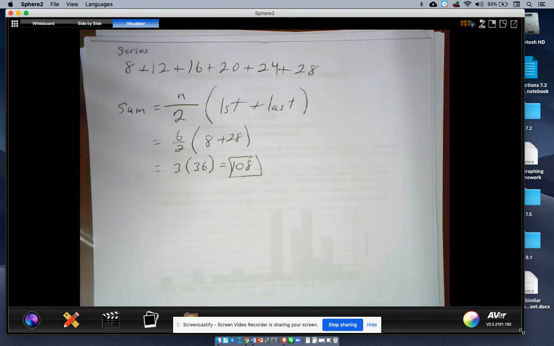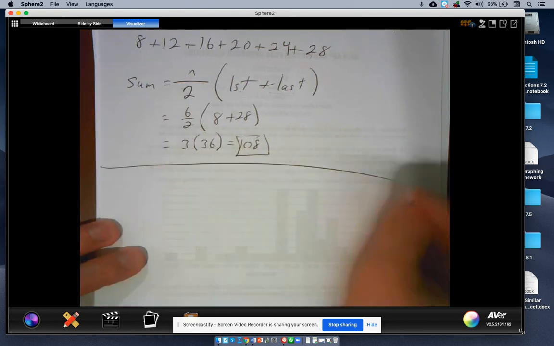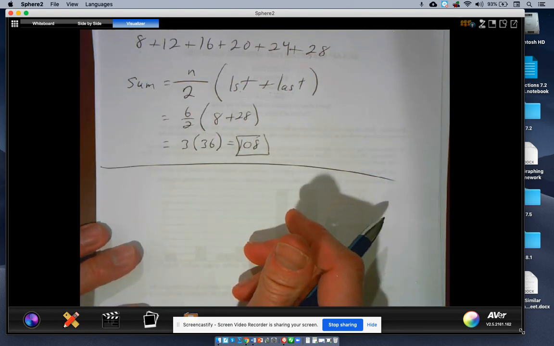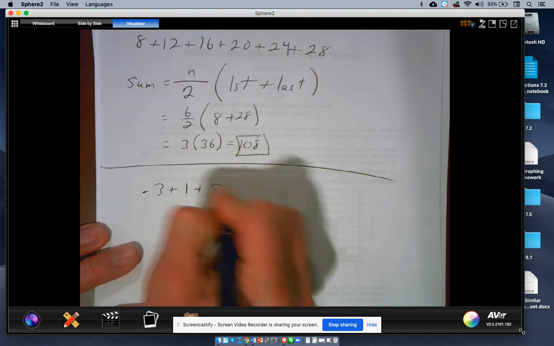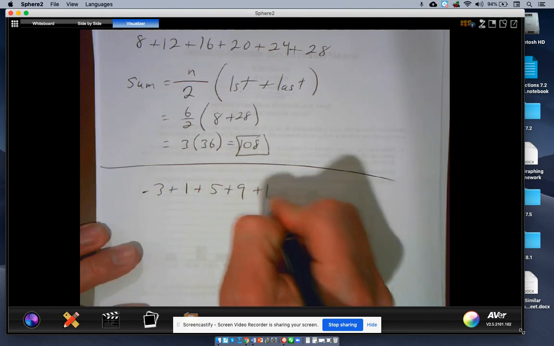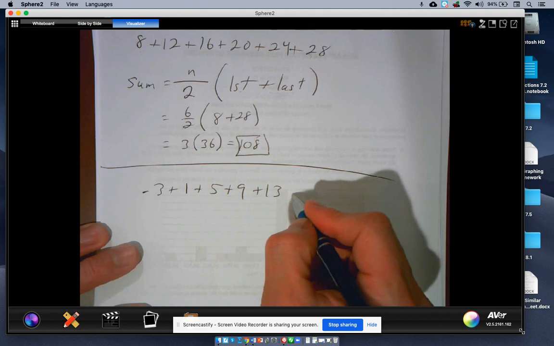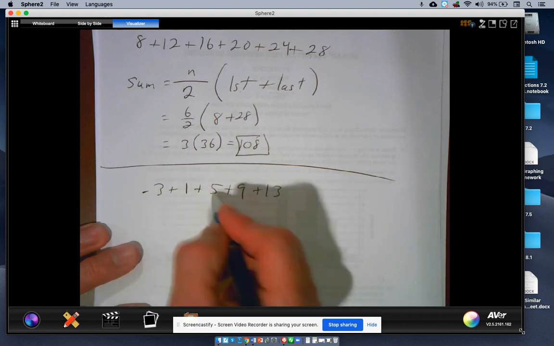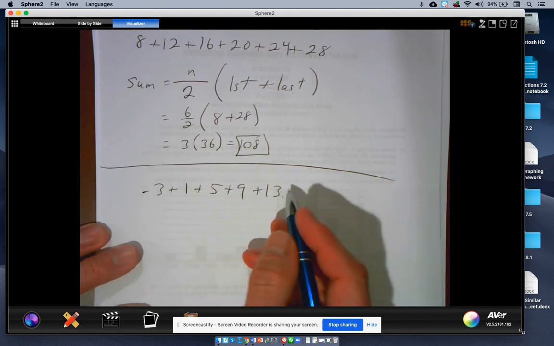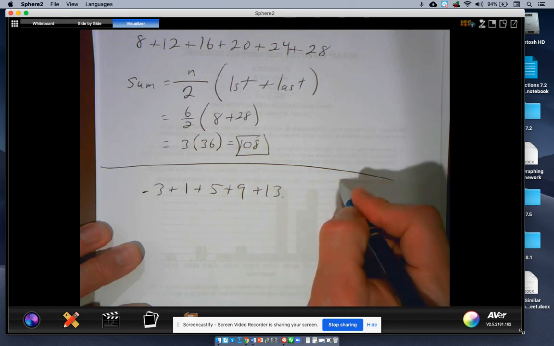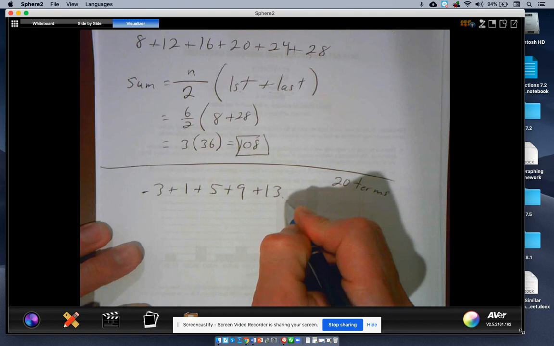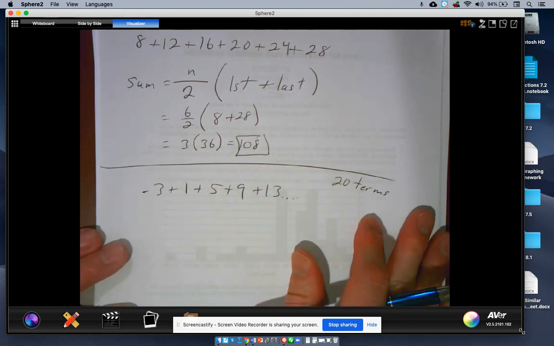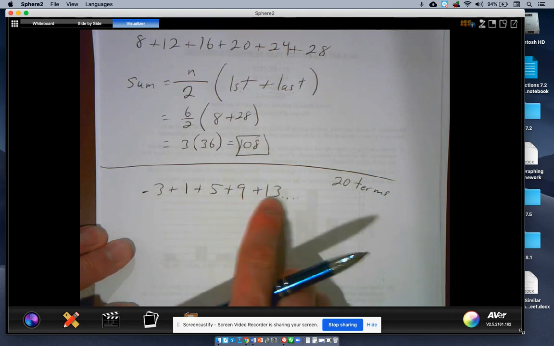Okay, let's do another one. Let's say your series looks like this: -3 plus 1 plus 5 plus 9 plus 13. This is 1, 2, 3, 4, 5. I want to add up 20 of those numbers, 20 terms. So I'm going to put a dot, dot, dot to show that I'm just going to keep going, but I don't want to write that many. That's just ridiculous. So first, second, third, fourth, fifth, all the way up to 20 terms.